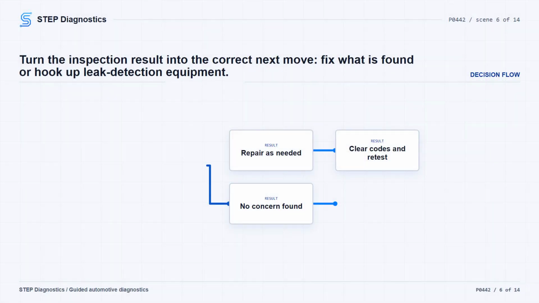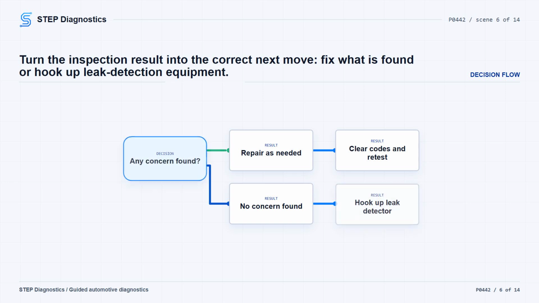If it has a capless filler, cycling the supplemental fueling adapter in and out 5 times can help clear debris from the seal. Then run the scan tool purge check for the application. If you find a concern, repair as necessary, clear the PCM DTCs, repeat the self-test, and rerun the EVAP leak test. If no concern is found for P0442, move into leak detector hookup.